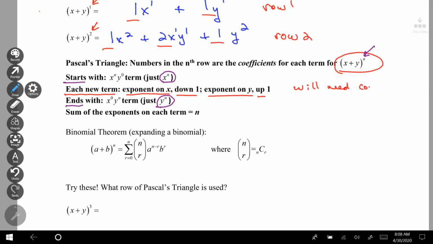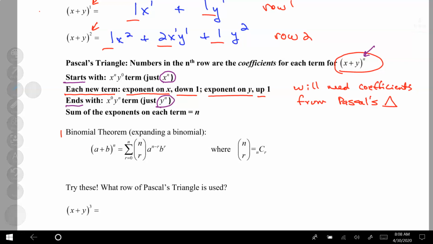need the coefficients from Pascal's triangle. That's what I'm going to use. Those coefficients, even the first one and the last one, are coming from Pascal's triangle. It's just that the first coefficient and last coefficient are 1. Just like the first term and last term in Pascal's triangle is equal to 1.